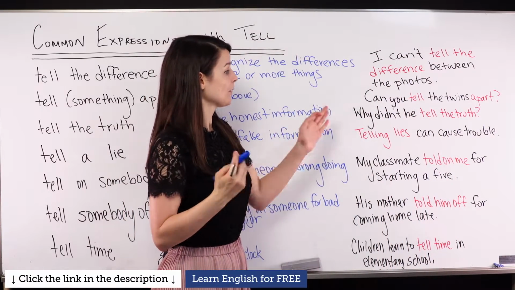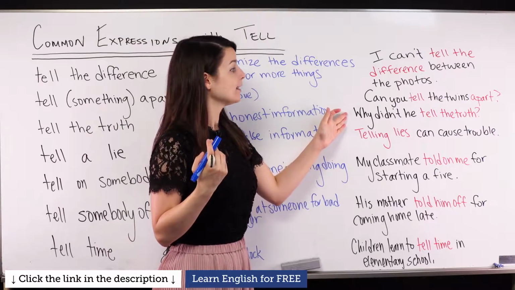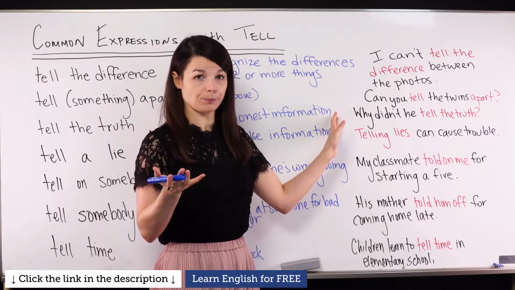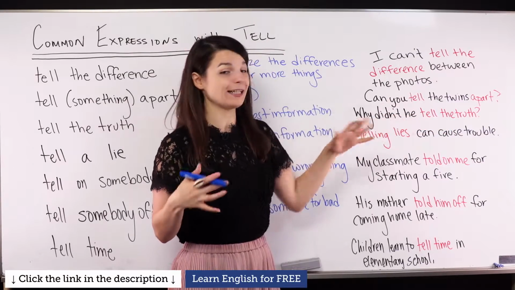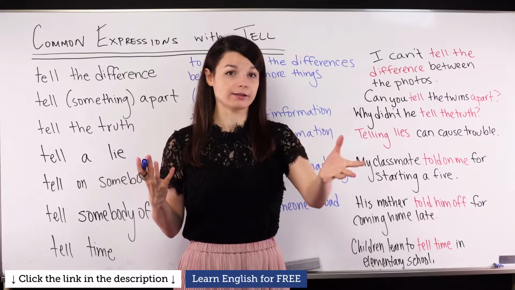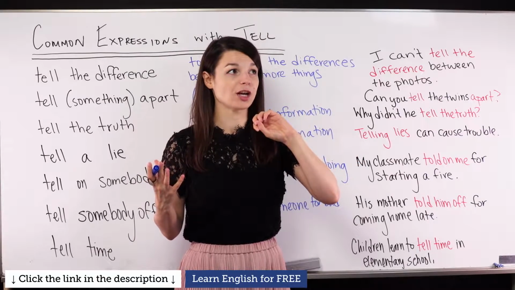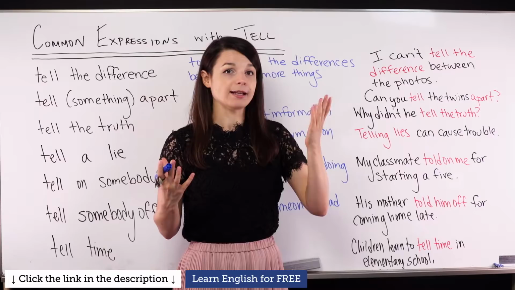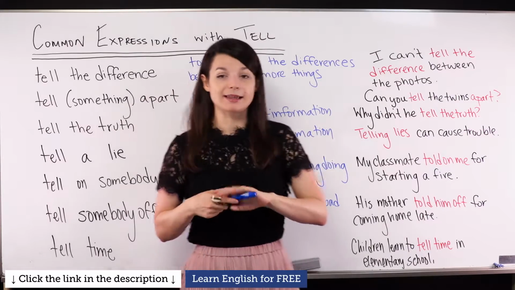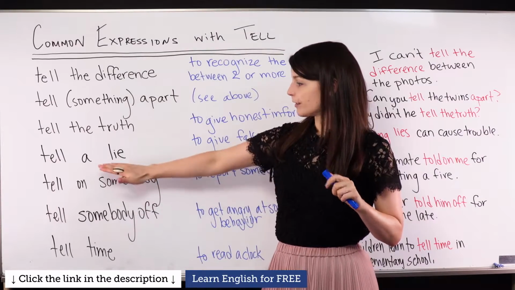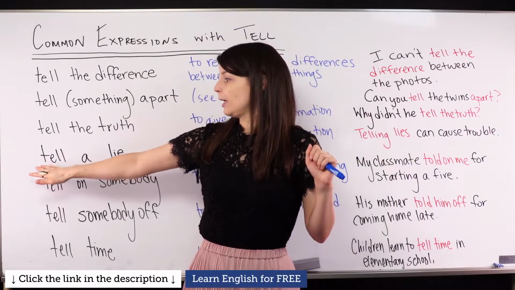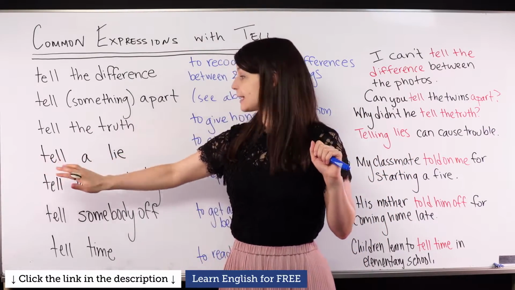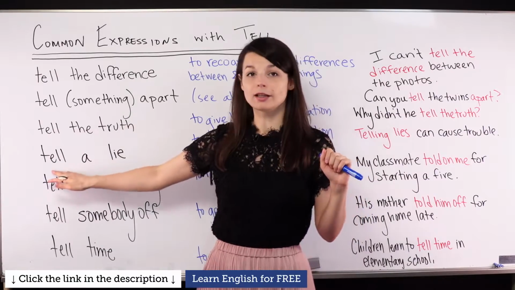In an example, a question, why didn't he tell the truth? In other words, someone did not share honest information. Someone did not share true information. Someone did what we'll talk about in the next expression. Someone, in my example here, told a lie. So in present tense, the expression is tell a lie.